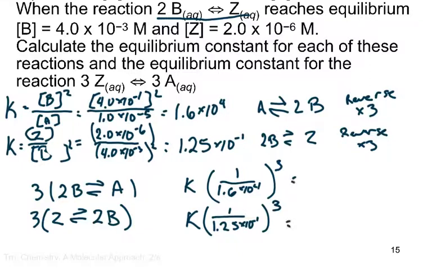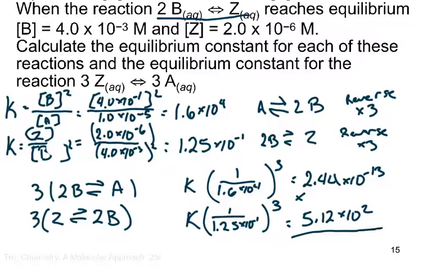Let me do those math problems a second. So for my first one, I get 2.44 times 10 to the negative 13th. For my second, I get 5.12 times 10 to the 2nd. And then I'm going to multiply those together to get my final K value of 1.25 times 10 to the negative 10th.